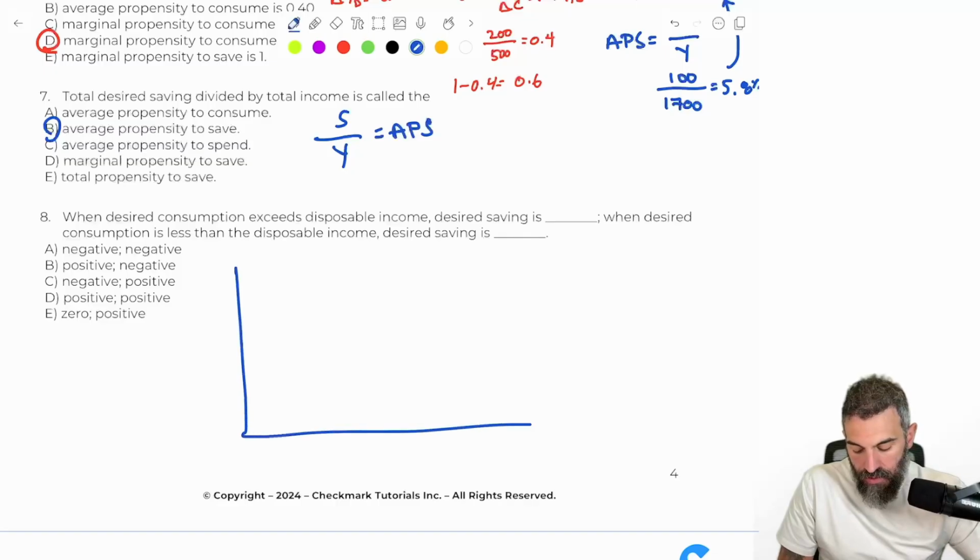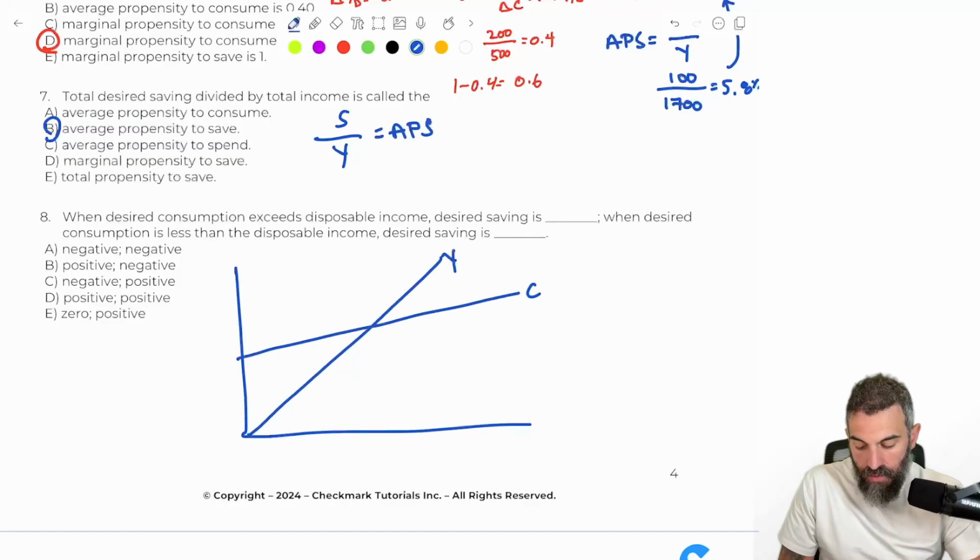Remember we talked about this, right? So you've got your income here, that's Y, and your consumption like this. When your consumption is higher, that would be this portion, desired savings is negative. So when desired consumption exceeds disposable income, your savings are negative. And when desired consumption is less, that would be this part here, your savings are positive.